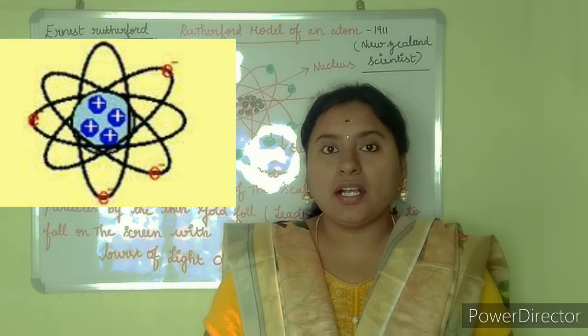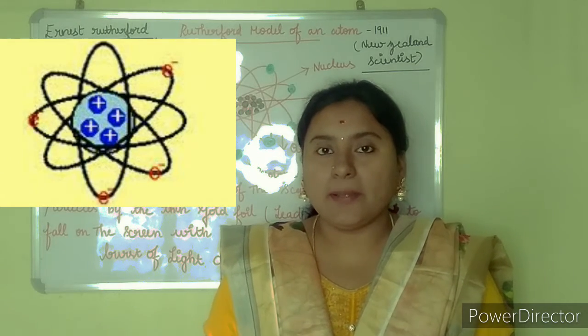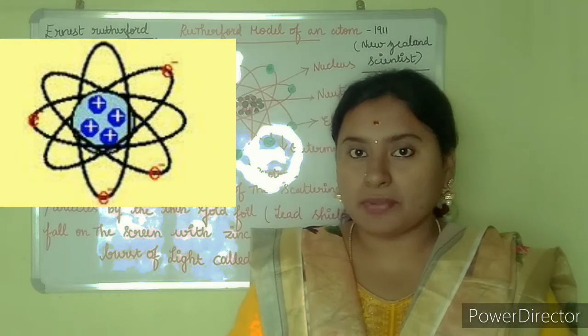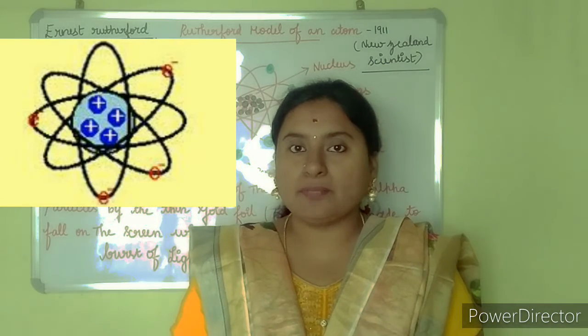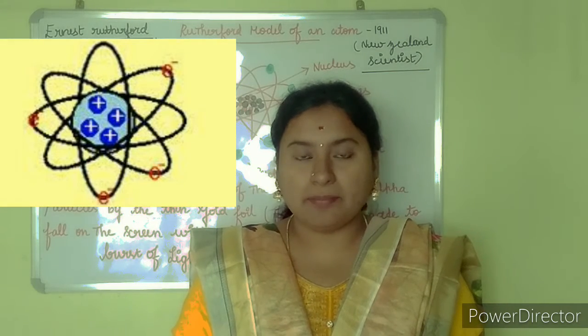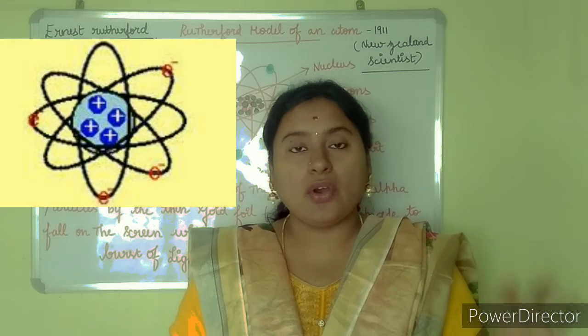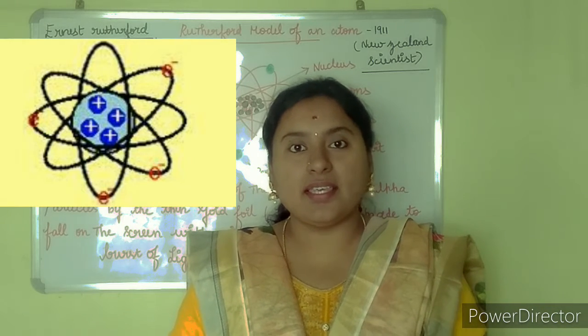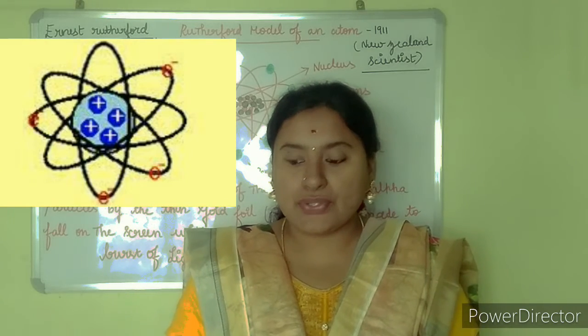Basically, Ernest Rutherford explained that the atom consists of protons, neutrons and electrons. We all know that protons, neutrons and electrons are the subatomic particles of an atom, but he explained the places or positions where these subatomic particles are present. That's what we are going to learn now.